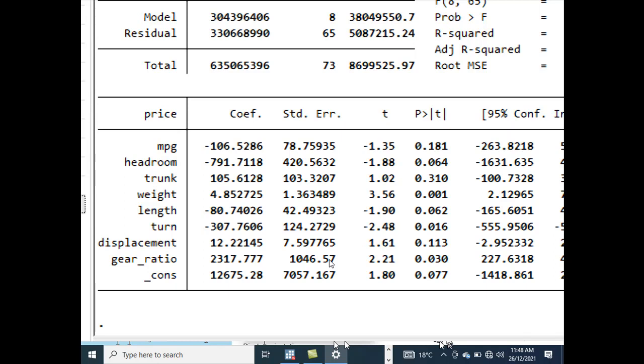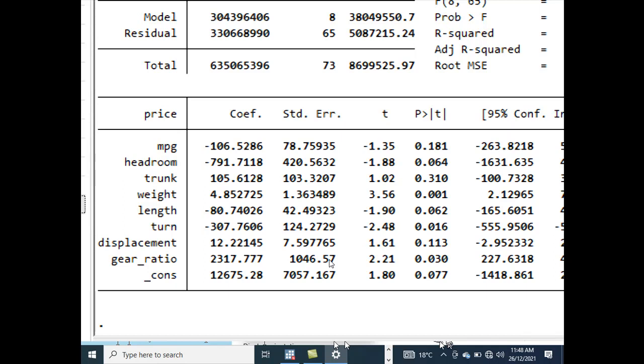Like for example, corresponding to MPG, which hypothesis is tested? There is no effect of MPG on price of a car. Whether MPG increases or decreases, it has no effect on the price of a car. Price has nothing to do with the MPG of a car. This is the null hypothesis, right? And the same is the case for all of them: the null hypothesis is that of no effect.